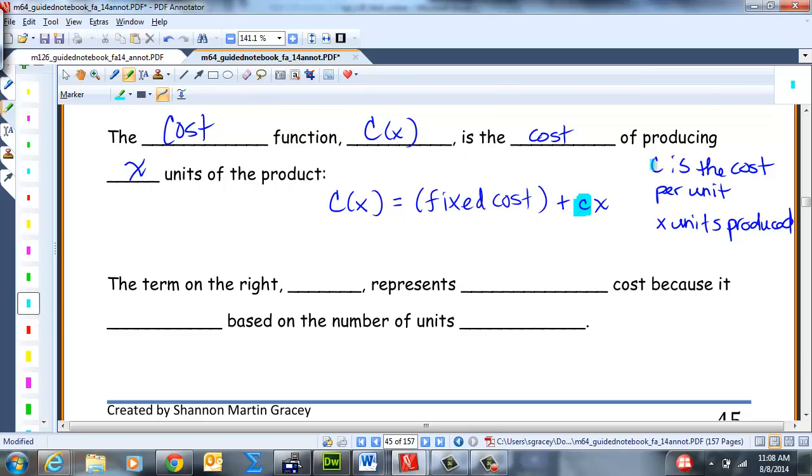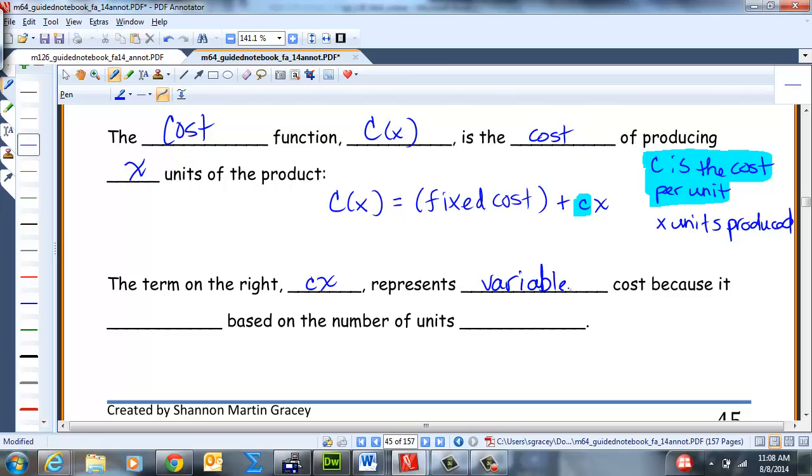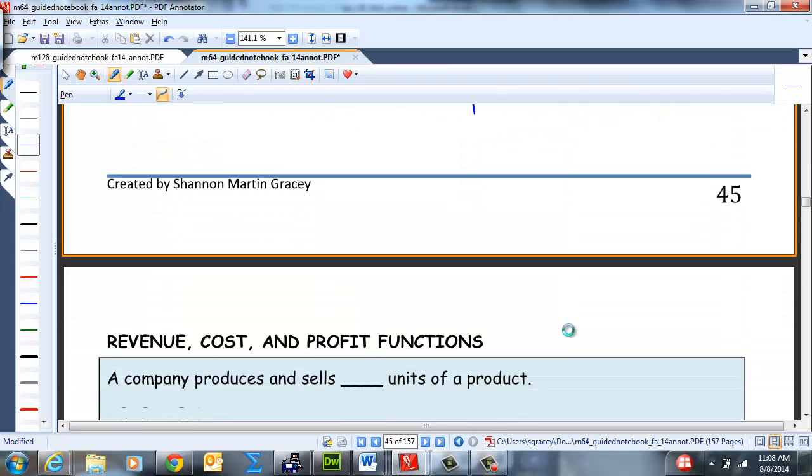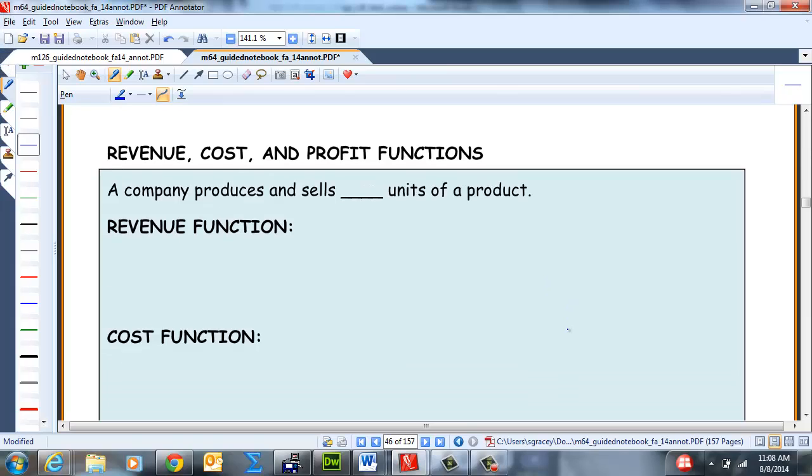So this C is how much it costs to make each unit. Okay, so the term on the right, which is CX, lowercase c times X, represents variable cost because it varies based on the number of units produced. And fixed cost is a one-time cost.